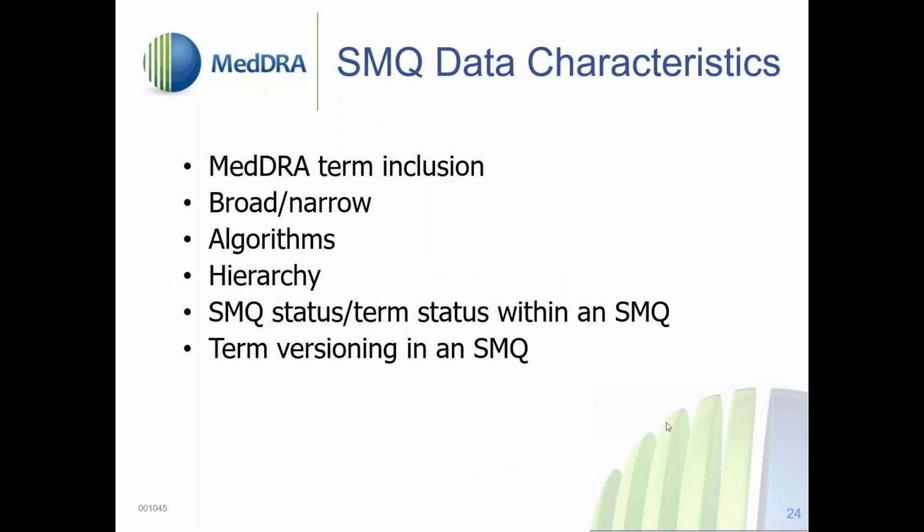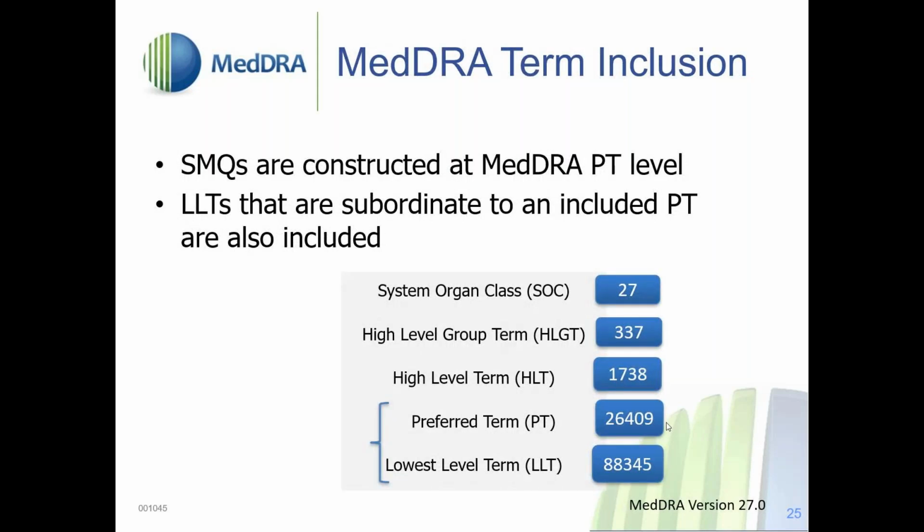Now let's look into the SMQ characteristics: the MedDRA term inclusion, the broad and narrow searches, algorithm, hierarchy, the status of an SMQ and the term status within an SMQ, as well as versioning. And we'll address these in more detail in the next slides.